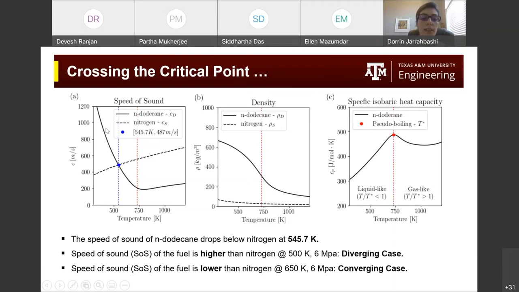And as a result, by transitioning through the pseudo-boiling line, the speed of sound of n-dodecane that was lower than the speed of sound of nitrogen will surpass the speed of sound of nitrogen. So at some point, they become the same. By just looking at the speed of sound, we were expecting that for the case of a low temperature, let's say 500 Kelvin, where the specific speed of sound ratio is less than unity, we should be dealing with a diverging case. And if we move on to higher temperatures, but below the pseudo-boiling temperature, where the nitrogen speed of sound takes over, we should be dealing with a converging case. So we're going to see how that affects the shock structure as well as the general unstable structures on the droplets.